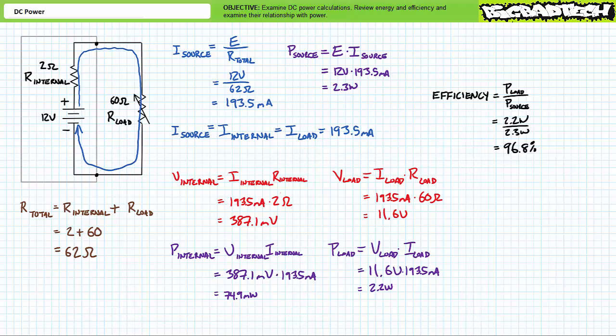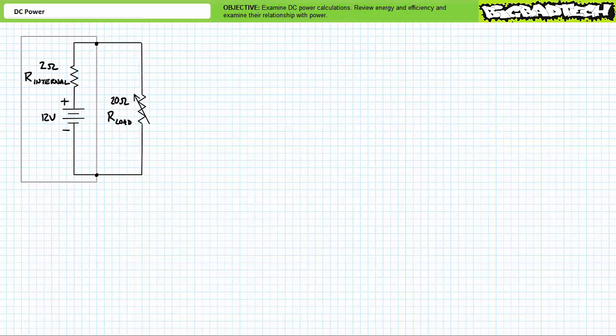Keep in mind these figures are snapshots of the system in its present configuration, and different operating conditions may yield different results. For example, consider the same battery modeled as a 12-volt source in series with a small internal resistance of 2 ohms. Only this time, the electrical load is a smaller resistance of 20 ohms. Let's examine this system in this present configuration and use our previous analysis as a basis of comparison.